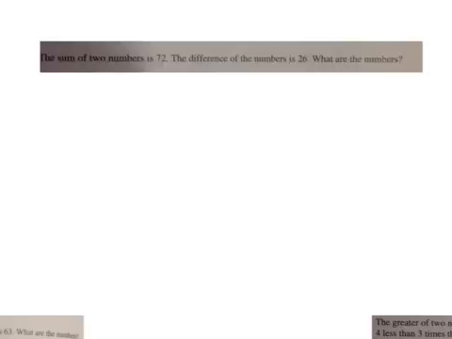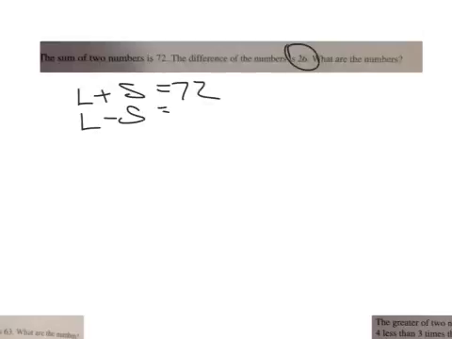Okay, this one's a little bit different, but it's really not any harder. The sum of two numbers is 72. So if we've got two numbers and we're going to add them up, let's say that one is bigger than the other. So the large number plus the small number is going to be 72. The difference of the numbers is 26. So it's going to be the large number minus the small one equals 26. Now I knew that the large one was subtracting the small one because we got a positive number. If this would have been negative, it would have been the small number minus the large one.